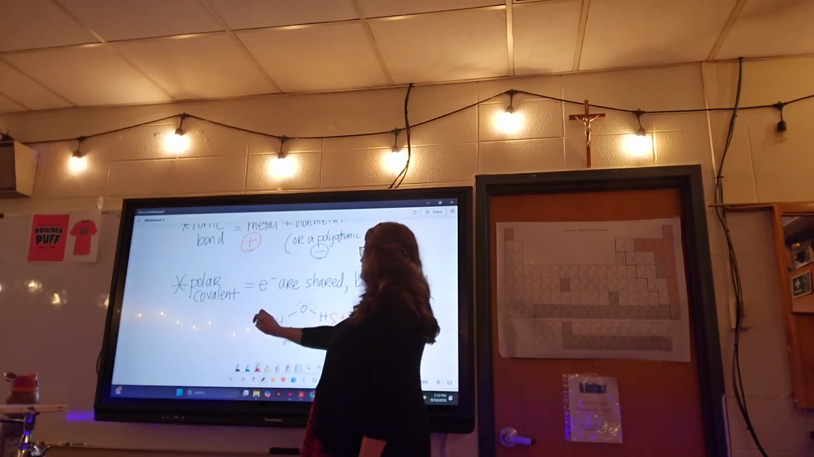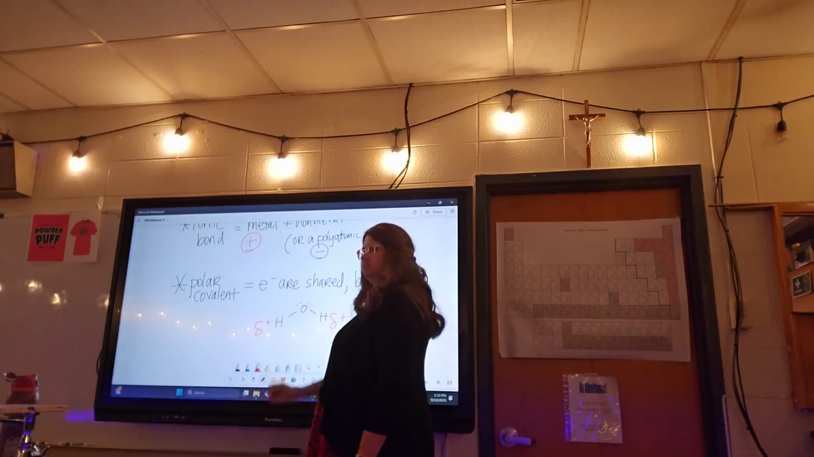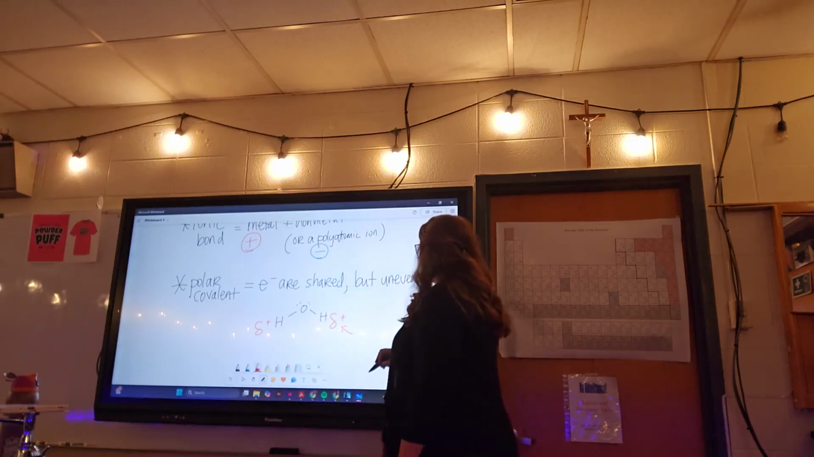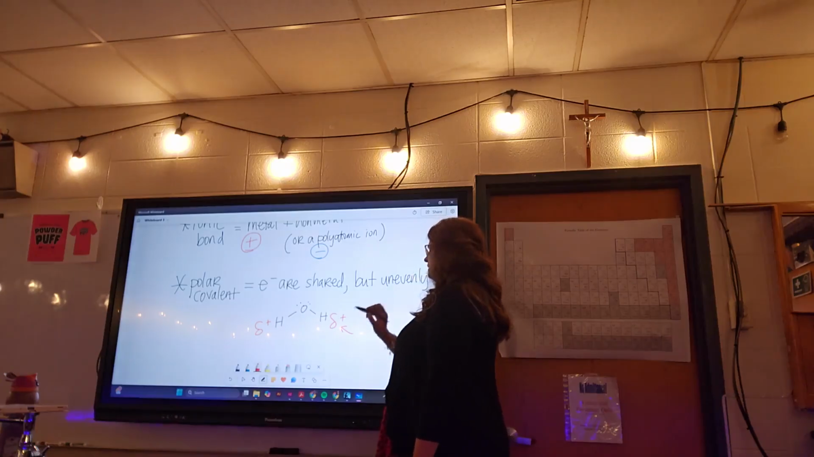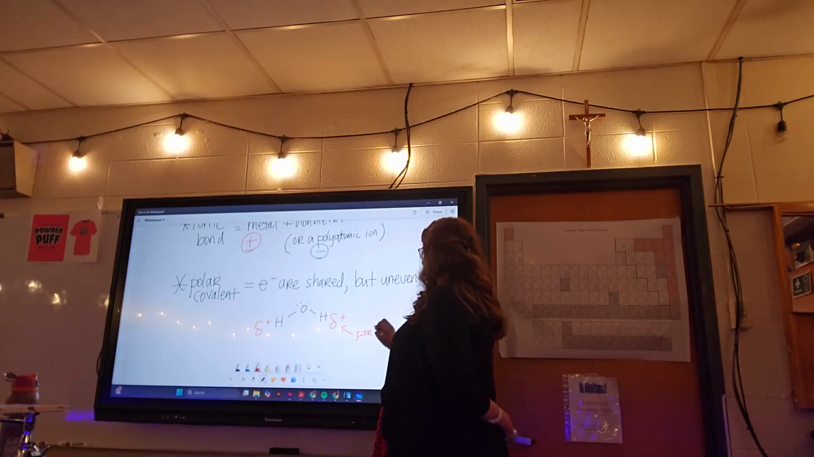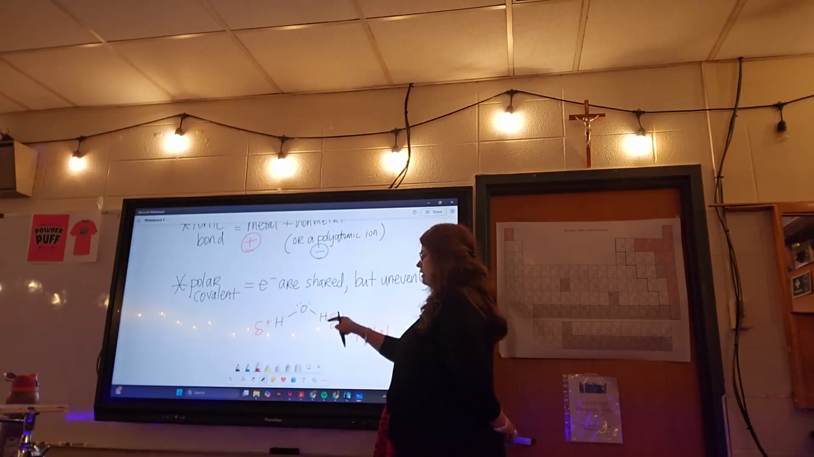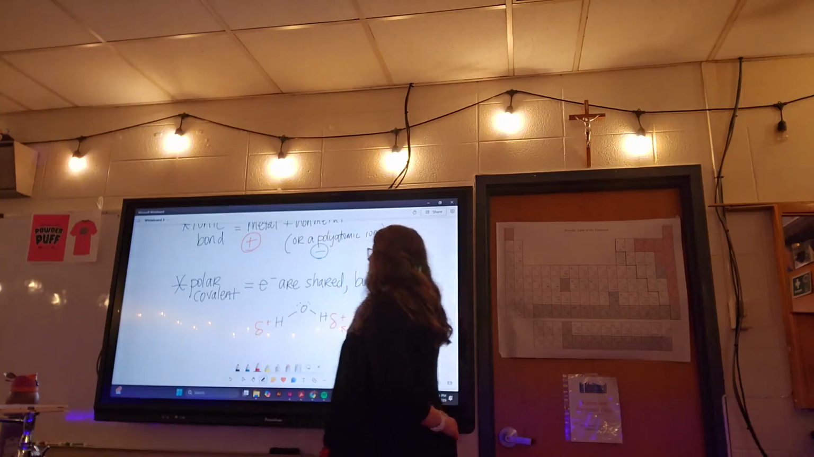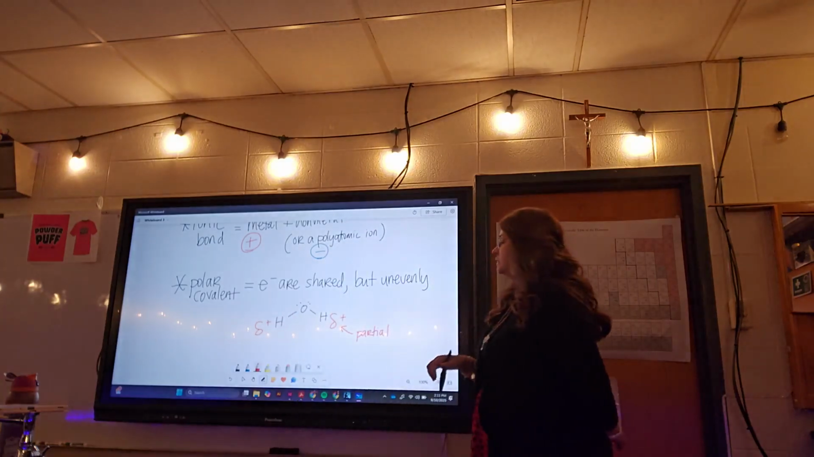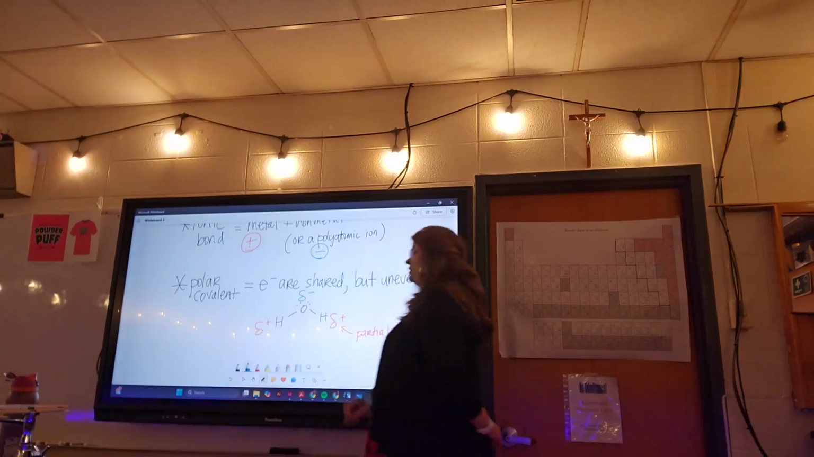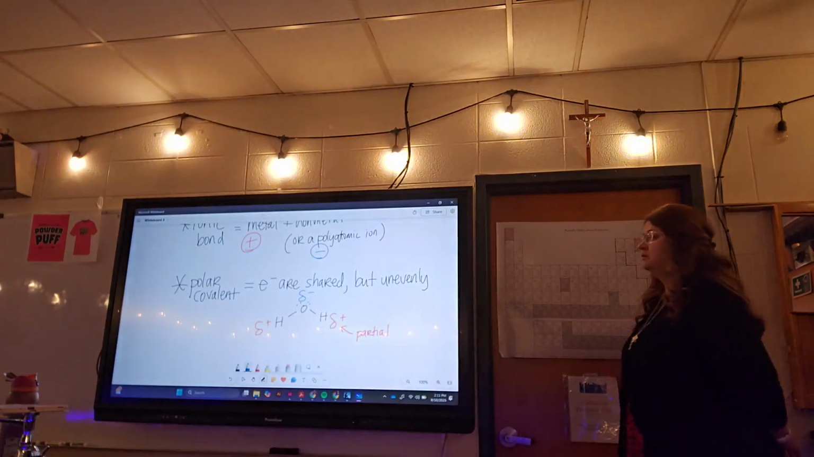Have you ever seen this symbol before? No. It is lowercase Greek sigma. Oh wait, or delta. No, it's delta. I'm sorry. Sigma is something different. It's lowercase Greek delta, and it means partial. So the symbol indicates that you have a partially positive end on this part of the molecule and this part of the molecule as well. So then where is the negative end? It's up here at the top where all of those electrons are hanging out.